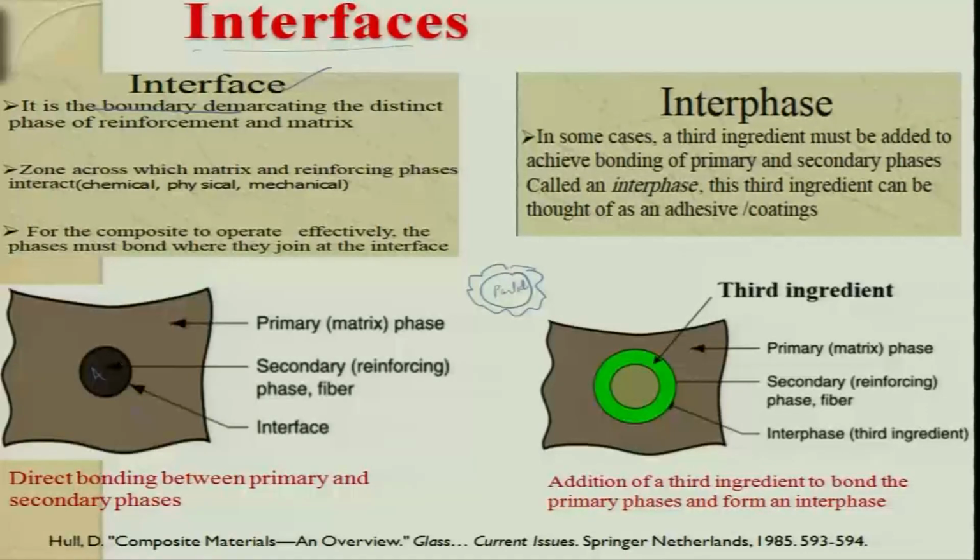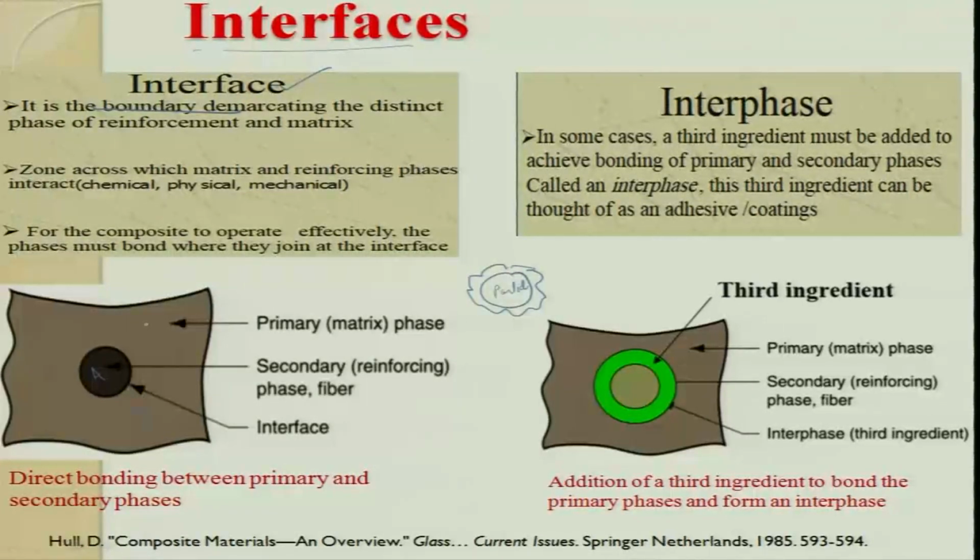So this is the zone across which the matrix and the reinforcing phase interact physically, chemically and mechanically. Interestingly, last class I was discussing the scanning electron microscope. If you want to understand still finer details in metal matrix composite, there are a lot of beautiful images available in the literature, which show very good mechanical locking between the ceramic particle and the matrix.